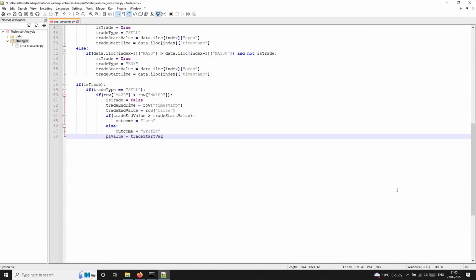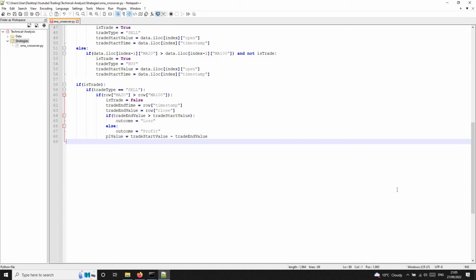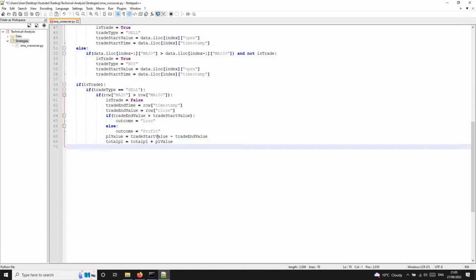Okay, now I'm going to calculate our profit-loss value, which is the start value minus the end value. So if it is profit, it will be a positive value. If it is loss, it will be a negative value. Then we created a variable, total profit or loss, so that in the end we can see from all the trade positions what our overall profit and loss was. So I'm going to capture whatever the profit or loss was into the total value.